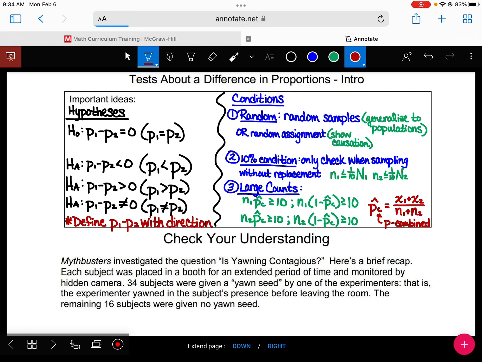And for our large counts, we have to use what's called P combined. To find P combined, we take our observations from population 1 and population 2 over the total in group 1 and group 2. So we're going to find a P hat combined there, and that's what we use for our large counts here.